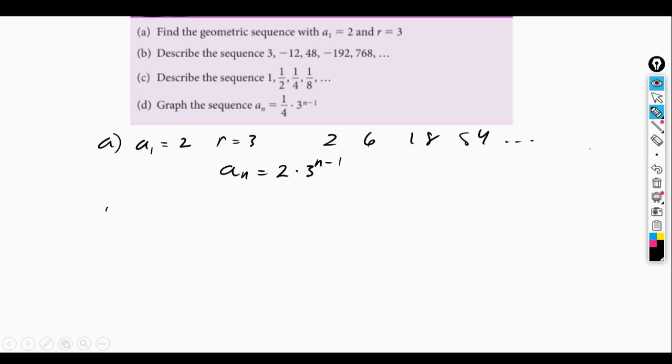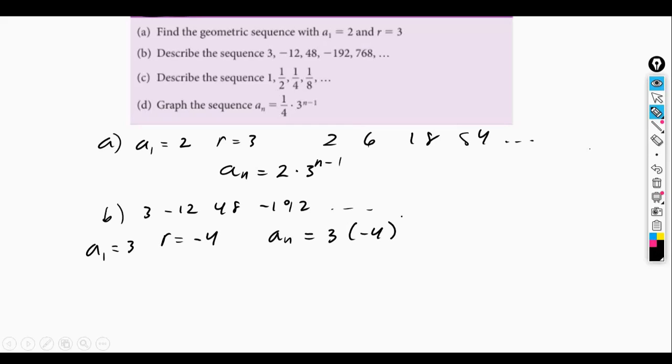For B, it says describe the sequence. So it starts with 3, then negative 12, then 48, then negative 192, etc., right? So this obviously has a common ratio of negative 4. So the common ratio is negative 4, and we know that the first term is 3. Therefore, the nth term is simply going to be 3 times negative 4 to the power of n minus 1. Now notice that when the common ratio is negative, the terms of the sequence alternate in sign.